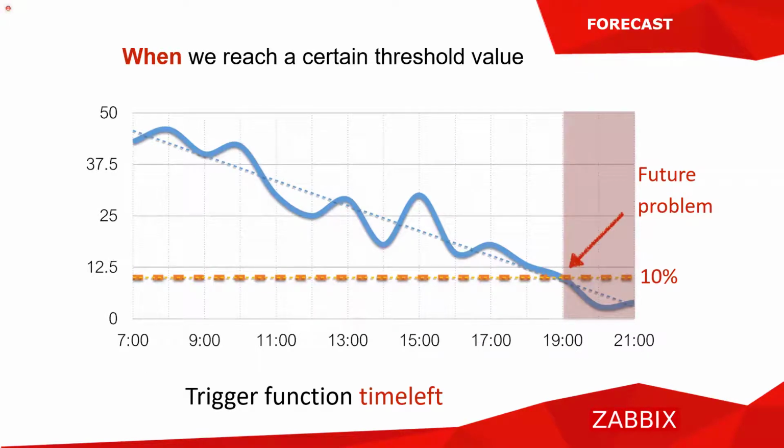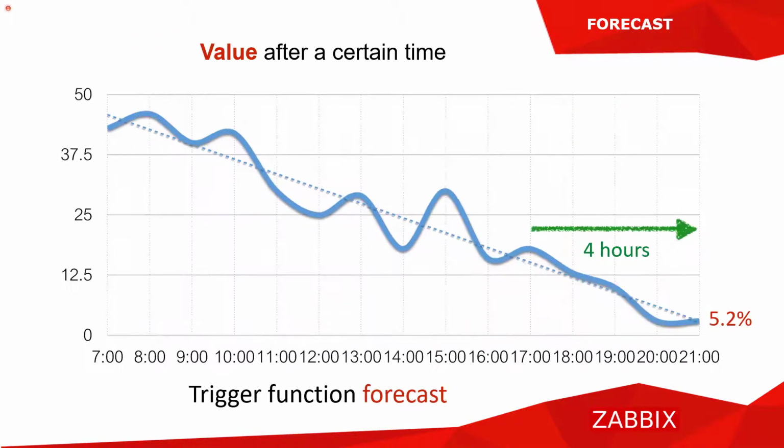We can also make Zabbix actually forecast for us, basically see the future in terms of when we will reach a certain threshold value. The forecast function itself specifically tries to forecast when we will reach a certain threshold value, calculates it for us, and warns us when this period is all that remains before the problem actually happens.